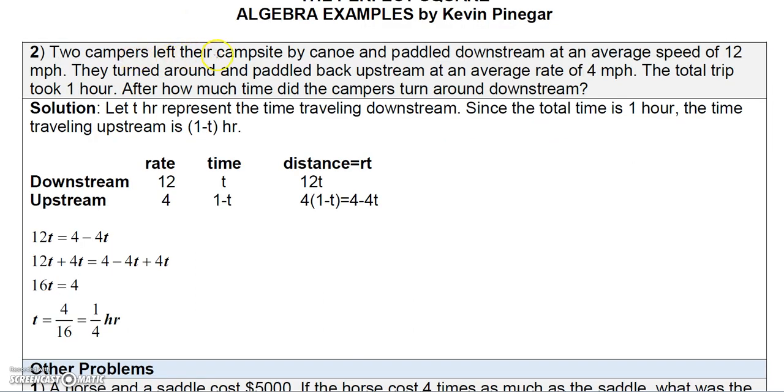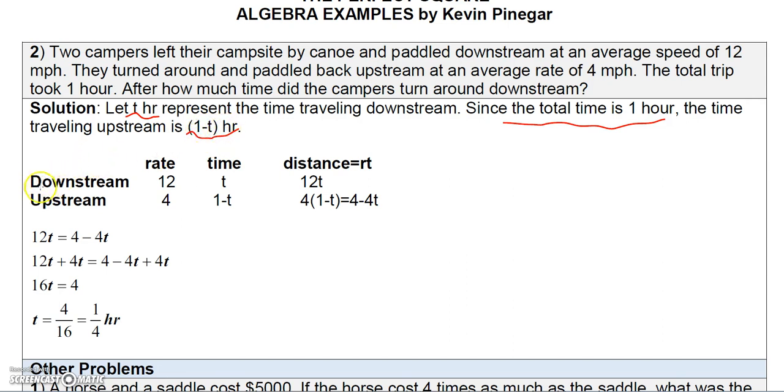Okay, the next one is: 2 campers left their campsite by canoe and paddled downstream at an average rate of 12 miles per hour. They turned around and paddled back upstream at an average rate of 4 miles per hour. The total trip took 1 hour. After how much time did the campers turn around downstream? So in other words, how long did it take them to go downstream? So let's let t hours represent their time traveling downstream. And since the total trip is 1 hour, the time traveling upstream would be the 1 hour minus the time it took them to travel downstream. So that'd be 1 minus t.